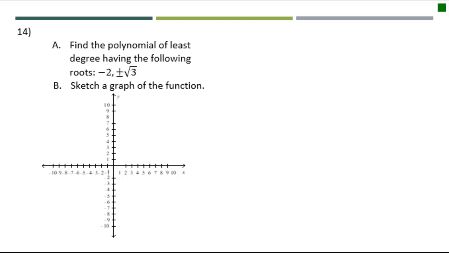We need to find the polynomial of least degree, which means we're going to take these three answers and come up with an equation, and then we're going to sketch a picture of the function. So for part A, the first thing we're going to do is write out our three factors. I would have x plus 2, because remember you changed the sign.